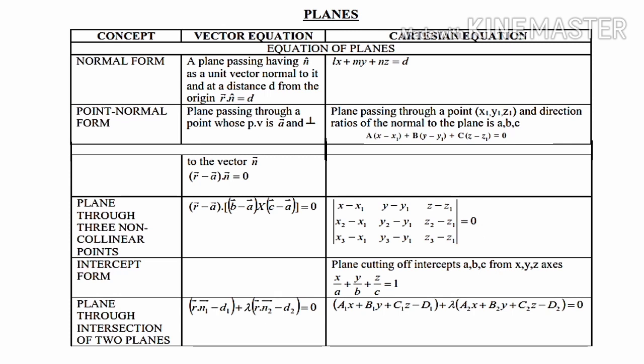Next is intercept form. A plane cutting off intercepts a, b and c from the X, Y and Z axes is x by a plus y by b plus z by c is equal to 1. Next one is the plane through the intersection of two planes. That is vector r dot (vector n1 minus d1) plus lambda into (vector r dot vector n2 minus d2) is equal to 0. This is the vector form, and the Cartesian form is (a1x plus b1y plus c1z minus d1) plus lambda into (a2x plus b2y plus c2z minus d2) is equal to 0.